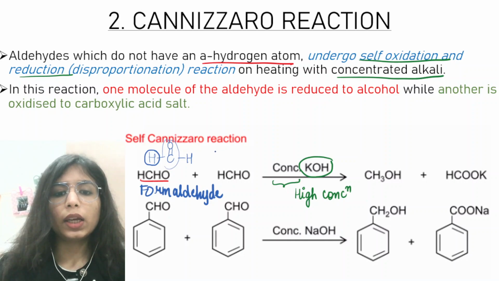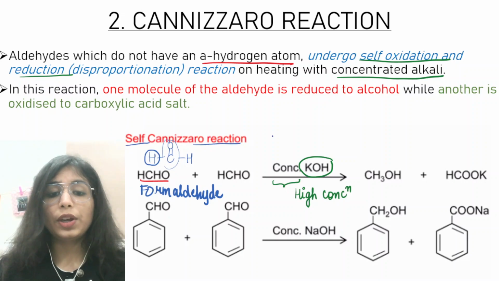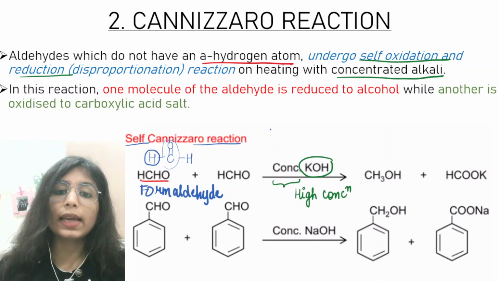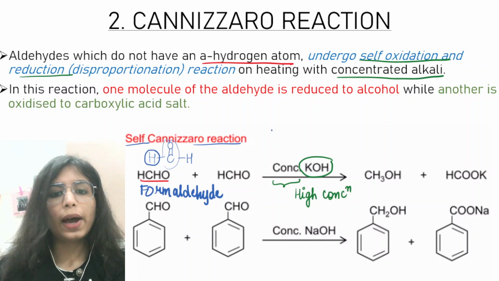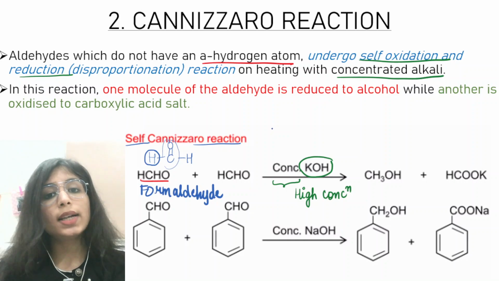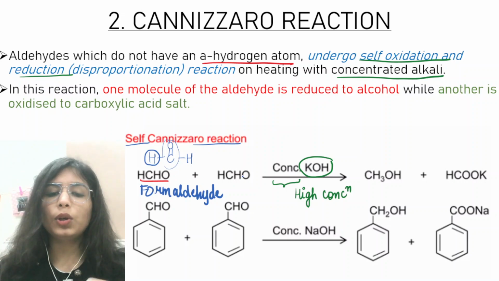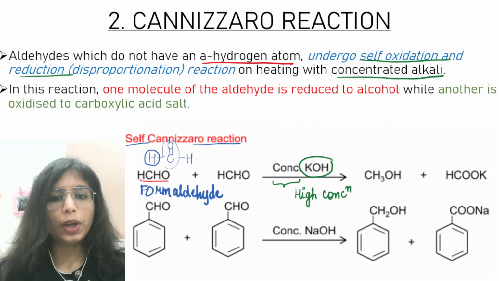So you will be taking two molecules of formaldehyde. So this will be referred to as the self-Cannizzaro reaction. When you are taking molecules of the same kind, then you refer to it as self-Cannizzaro reaction. Just like we studied in aldol condensation reaction, there are two types. First is the self-aldol condensation reaction and second is the cross-aldol condensation reaction. Similarly here, if you are taking molecules of the same type, then you are calling it the self-Cannizzaro reaction.